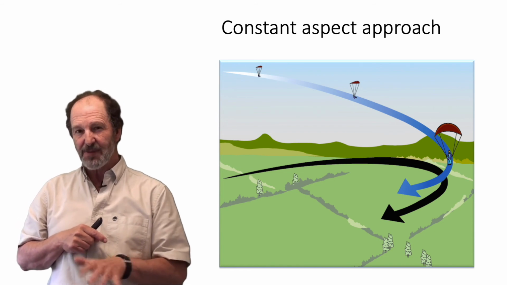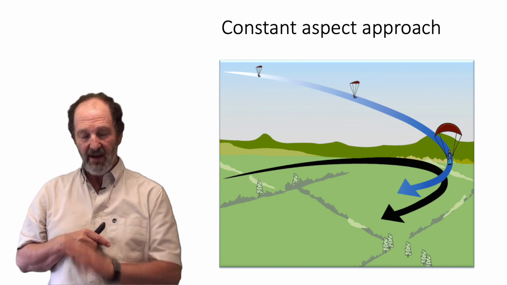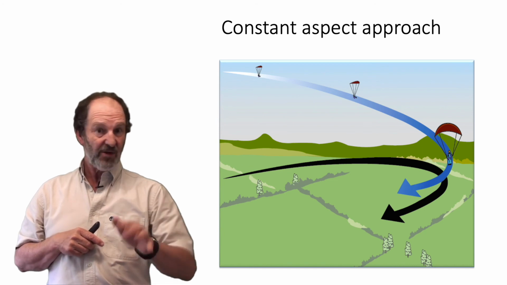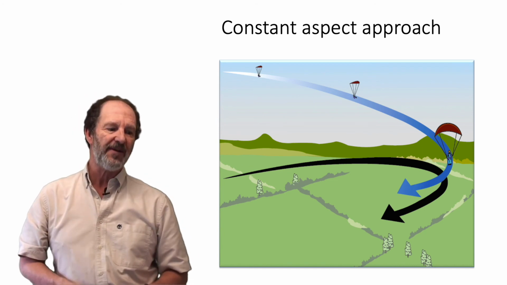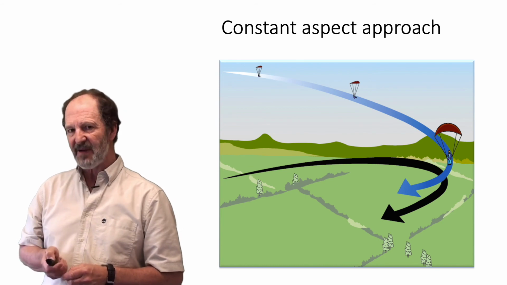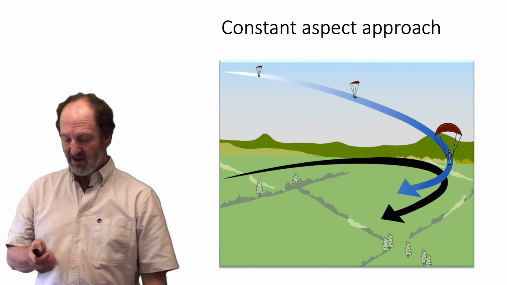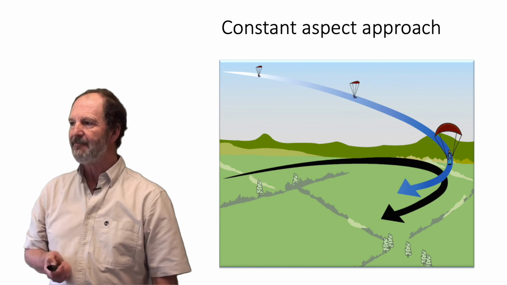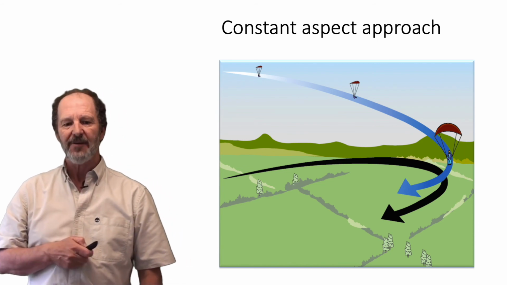Can't always do it on a small hill or a windy place in the UK, but if it's a large landing field or you've got reasonable height or you're on a cross country, this is the way to approach the landing. So that's the constant aspect approach, so called because of the angle that you try and maintain as you go around. Top landings now.